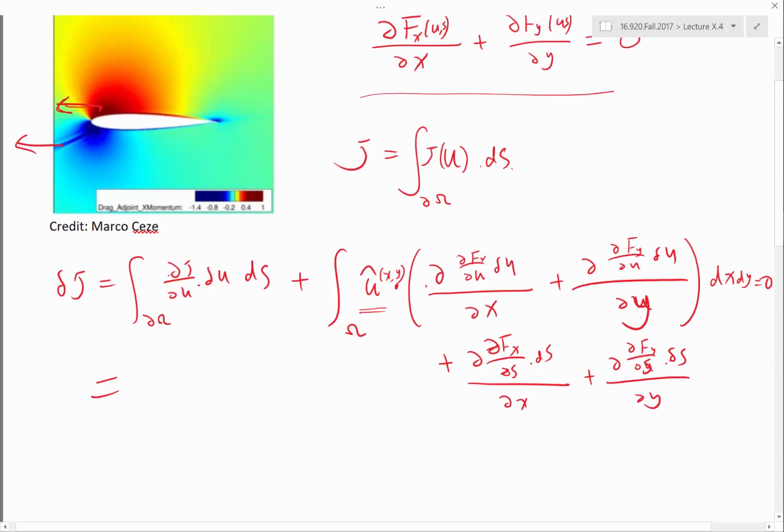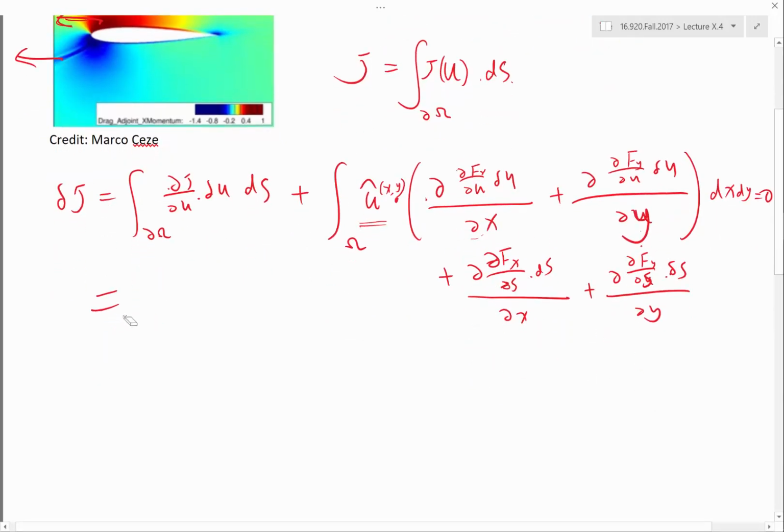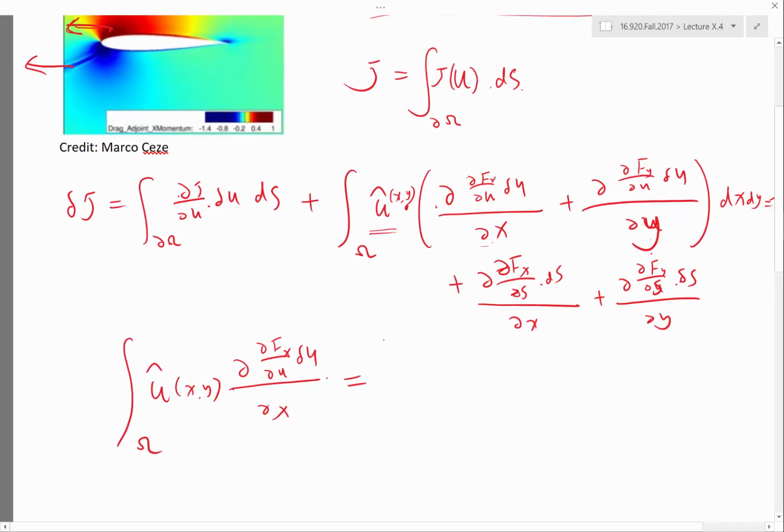So we want to cancel the delta u's. And now these delta u's live inside derivatives. What do we use? Integration by parts, right? And the integration by parts, for example, of one term, u hat times this x derivative term, is going to become what? So first of all, integration by parts in 2D is going to give us a boundary integral, right?